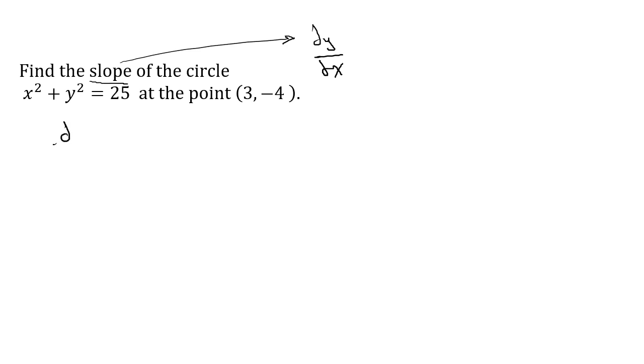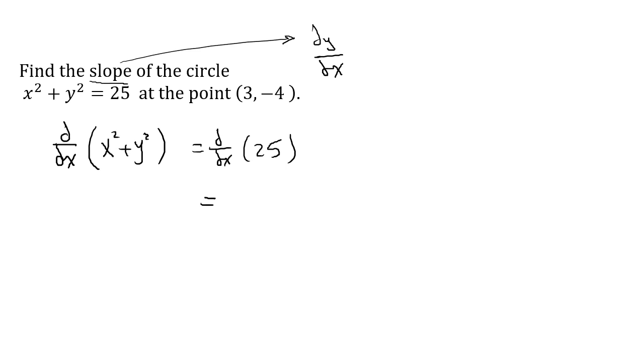So let's find d by dx for the function x squared plus y squared, the left hand side, and d by dx for the right hand side, which is equal to 25. D by dx for the 25 is equal to 0. Okay? And derivative of x squared with respect to x is 2x dx by dx, but dx divided by dx is 1, so we are not going to write it. Plus derivative of y squared is 2y dy by dx.